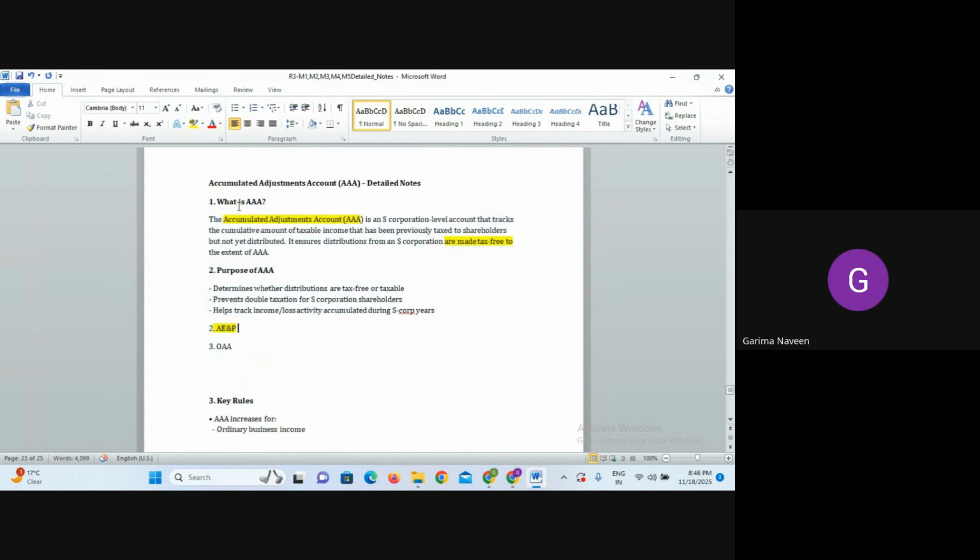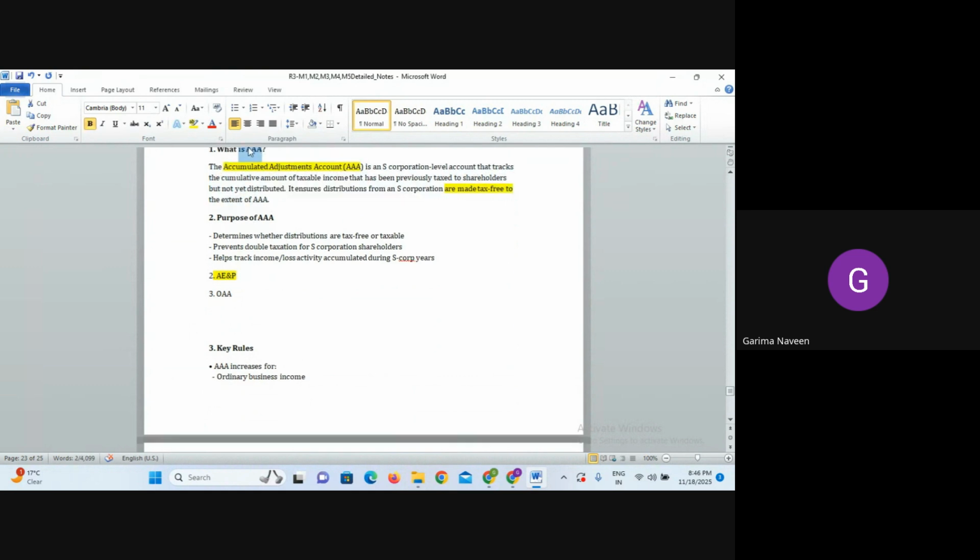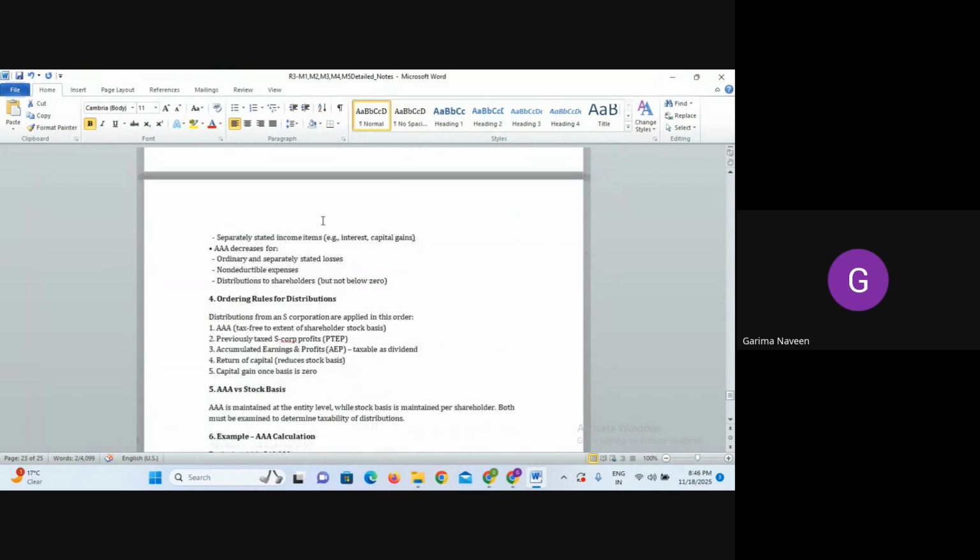If you have made any distribution to your shareholders, it will depend on where the distribution is coming from. First of all, if you have made a distribution, it will reduce your AAA account. So the first distribution goes from your AAA. Since it is already taxed to your shareholder, this distribution will be considered a tax-free distribution. It only reduces your stock basis and will not be taxable. Is it clear?